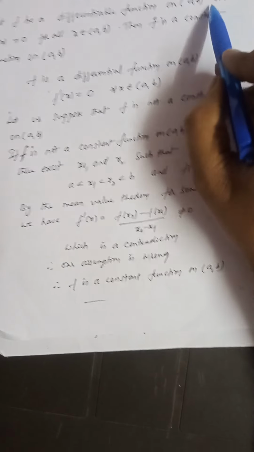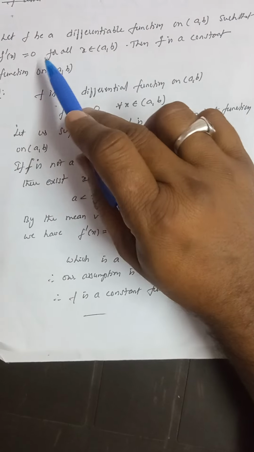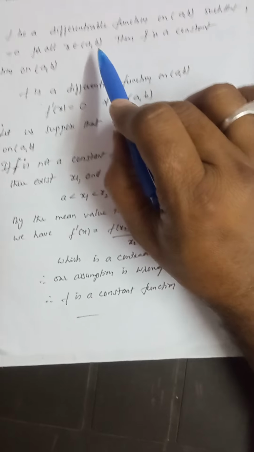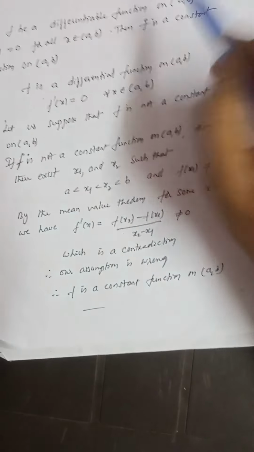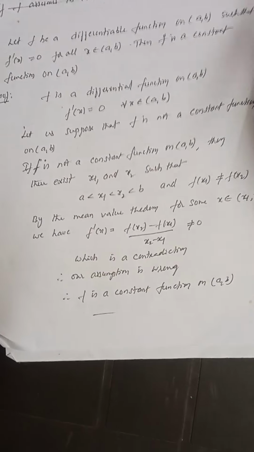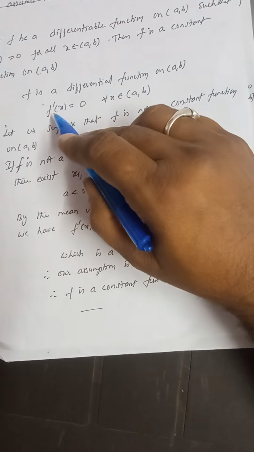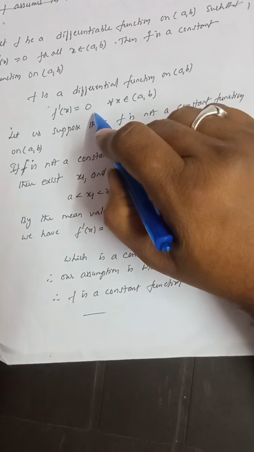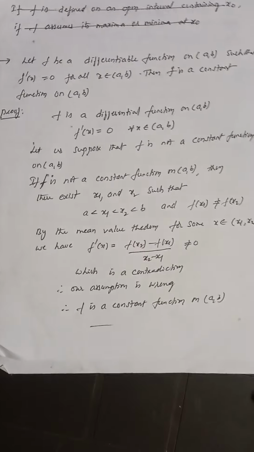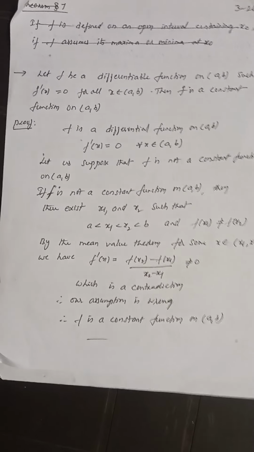Similarly, see here. Now once again, please read the statement. Let f be a differentiable function on open interval a comma b such that f dash of x is equal to 0 for all x belongs to open interval a comma b. Then f is a constant function, right? F is a differentiable function on open interval a comma b, and given that f dash of x is equal to 0 for all x belongs to open interval a comma b. That is the given data. Now we have to show that f is a constant function.